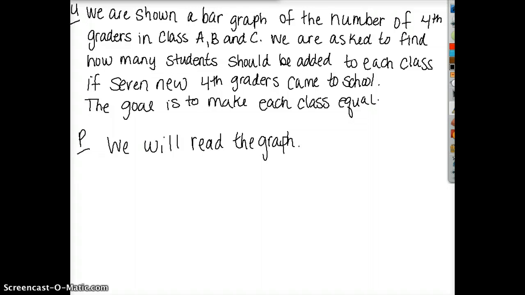Alright, so we got to read the bar graph. So in class A, there are 20 students, okay? So A has 20, B has 20, and C has 22. Okay, and we have 7 to divide among the 3 classes. So if 2 more students are added to each class A and B, that would make the classes 22.